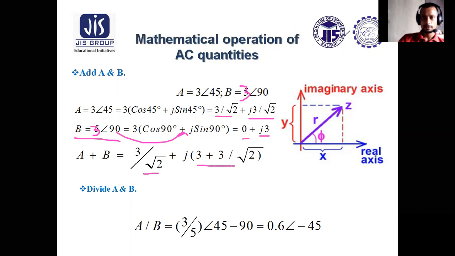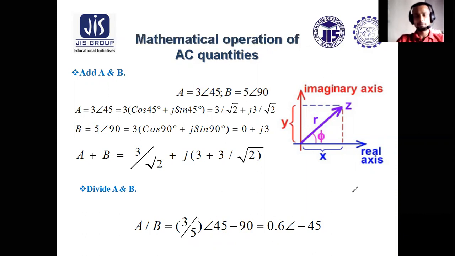Similarly, for division, A by B: these two magnitudes will be divided, 3 by 5, and angle will be subtracted, 45 minus 90. This is how we can calculate AC quantities.